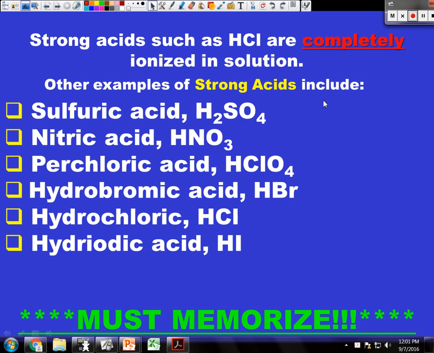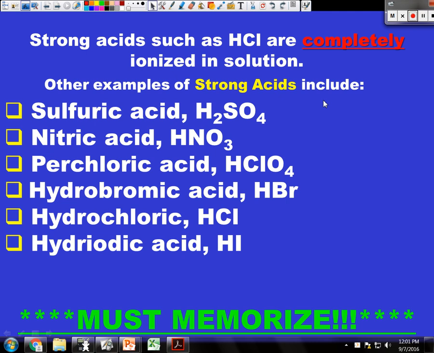All right, hitting the high points from yesterday. Remember, these are your 6 strong acids. Just throwing it at you. When you hear the word strong, what does that mean? 100% dissociation. Okay, if it's not a strong acid, then it is automatically a weak.